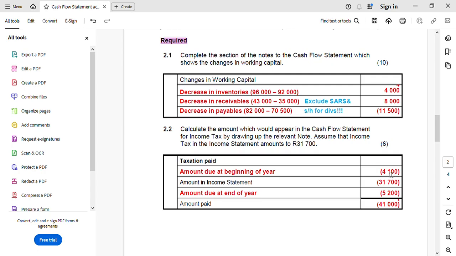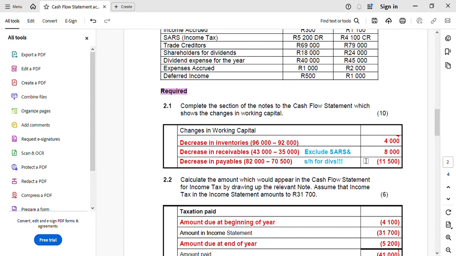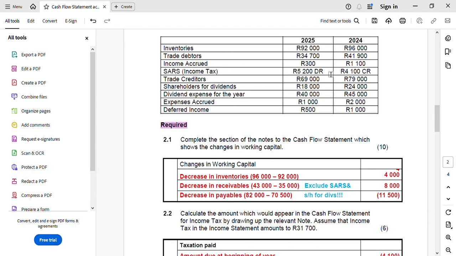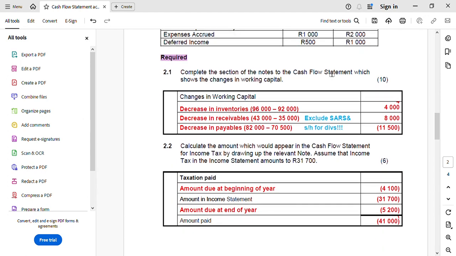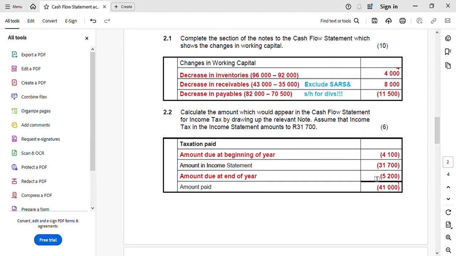That means we owe SARS money, and that is going to be the first thing we pay, which is an outflow. They tell you that the income statement amount is 31,700. That goes in brackets. That is the amount that we should have paid. If you have a look here though, SARS ends up with a debit balance. That means we've paid what we should have paid and we've paid more. So that one is also going to go in brackets. So you paid from last year and you paid more than you should have paid this year. If you add 31,700 and 5,200, that would give you your provisional tax payment. And this one is obviously last year's tax.